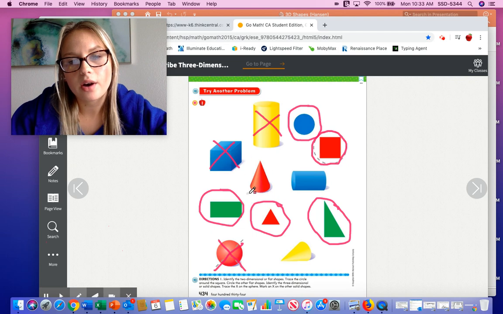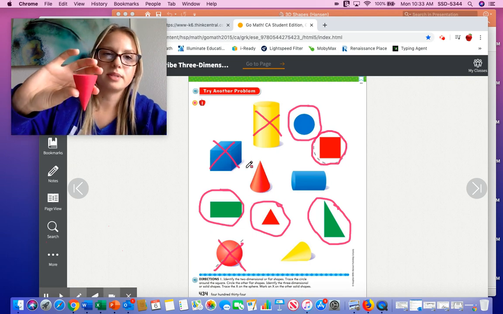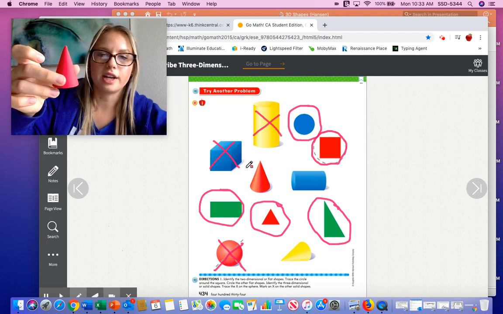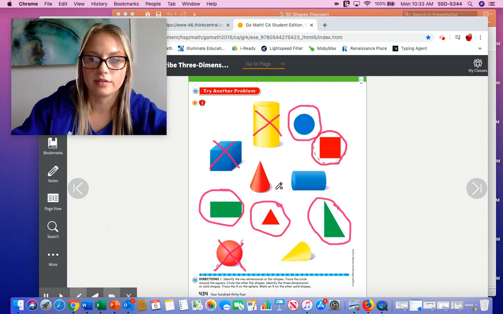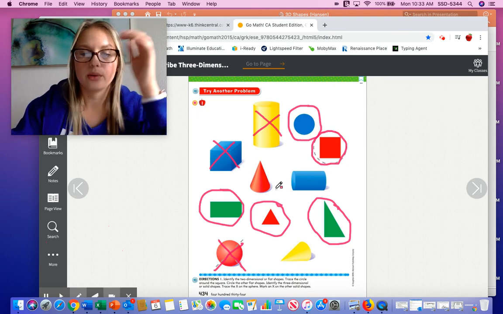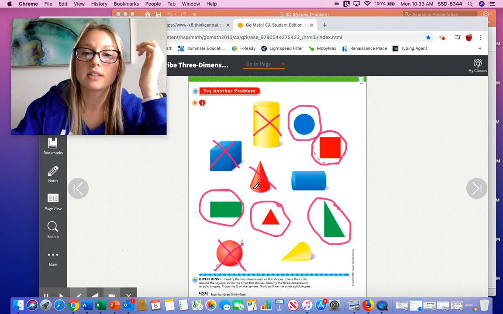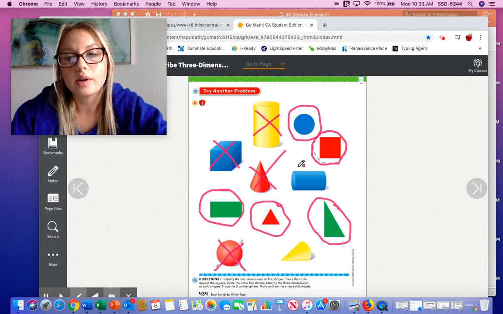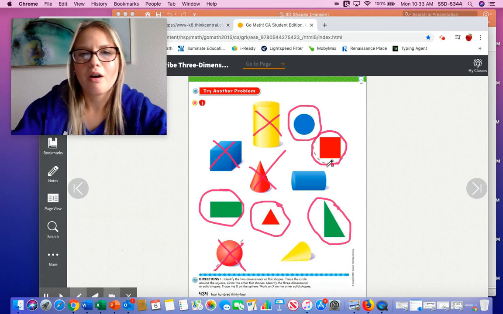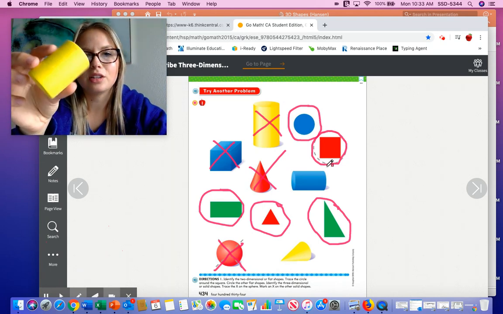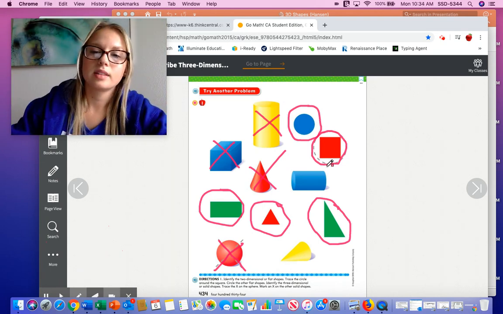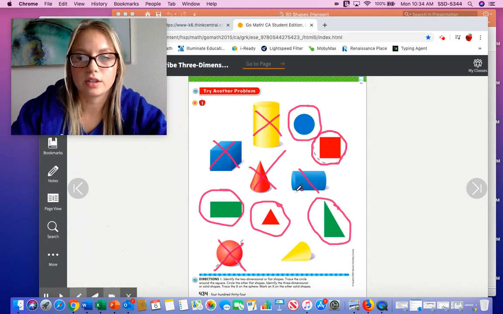What about the cone? Remember, that's a cone, it's just upside down. Kind of looks like a triangle, but it's not because you can see the curve. Yeah, the cone is 3D. It's a solid shape. What about this? What is that shape? That's right, it's a cylinder turned sideways. So, yep, a cylinder is a 3D shape.